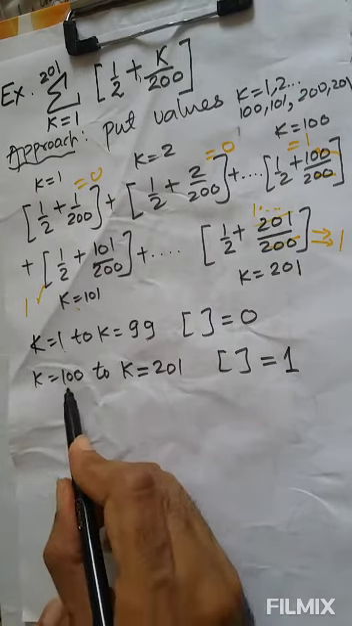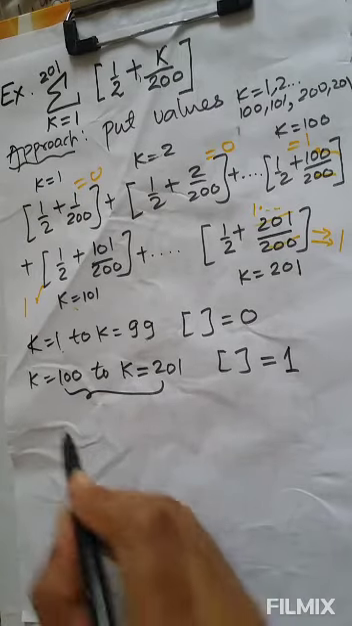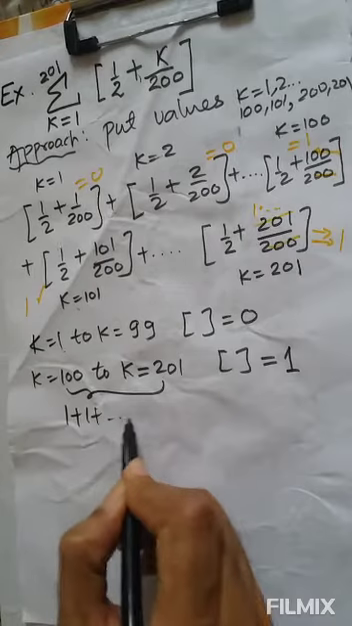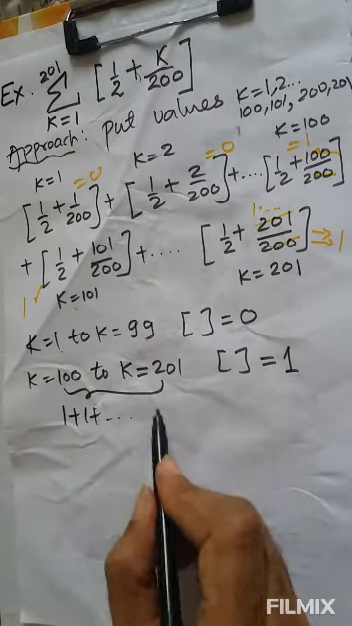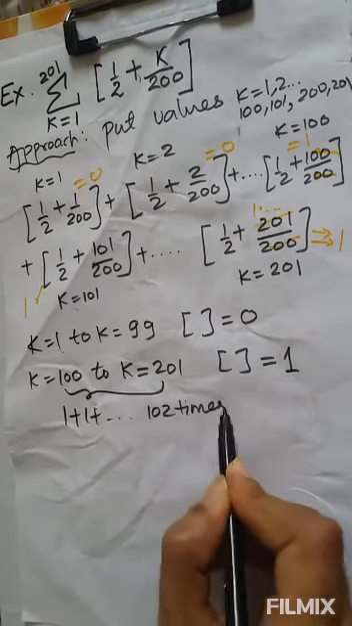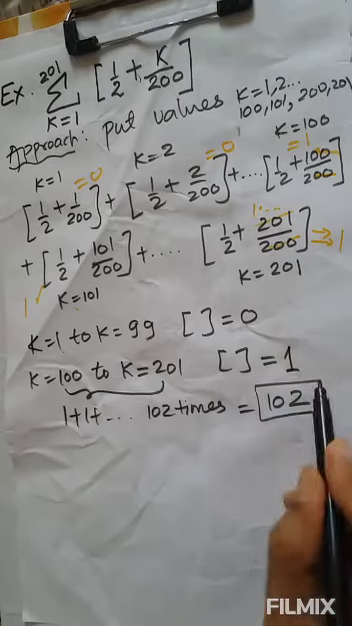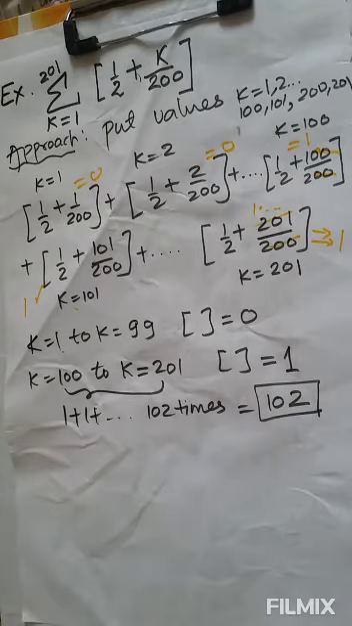So we will count the number of ones from 100 to 201. How many ones are there? 1 plus 1 plus 1, how many times? So 102 times. So 102 times, which would be our answer to this.